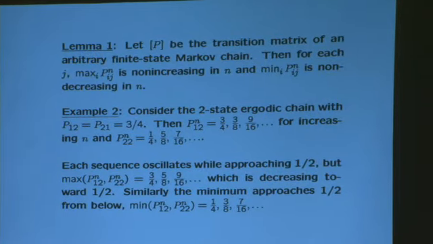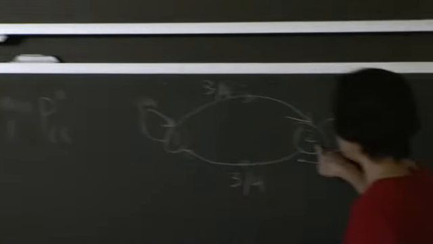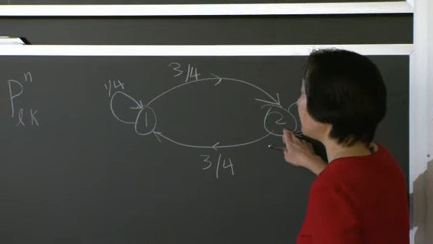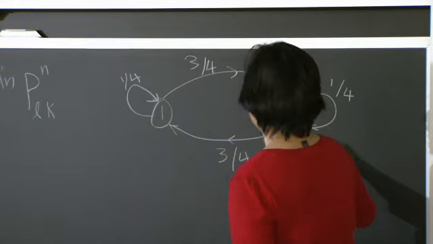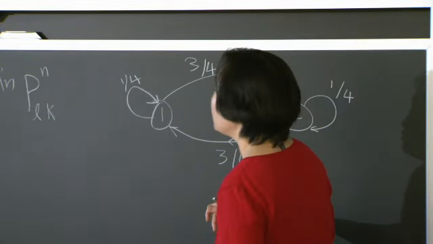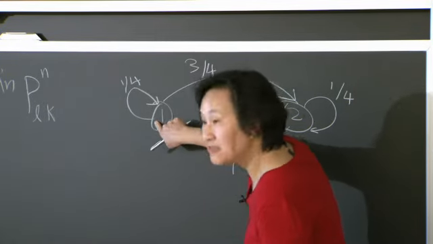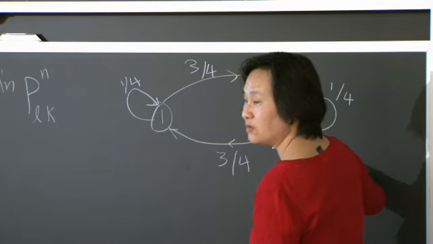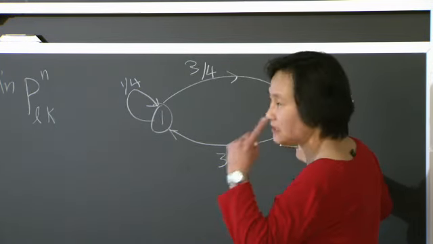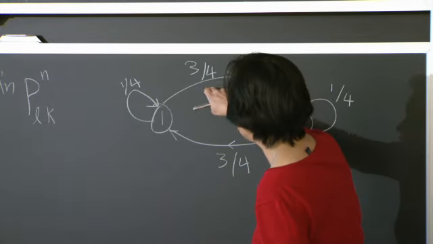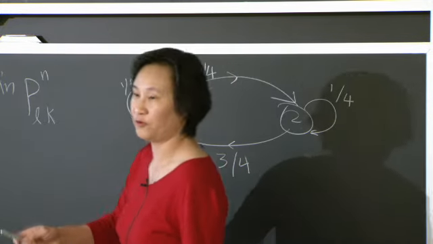So basically, we want to end up in state 2, and in exactly n steps. So when n is equal to 1, what is the maximum? The maximum is if you started in this state and then you went to state 2. The other alternative is you start in state 2 and you stay in state 2, because we want to end up in state 2 in exactly one step. So the maximum is going to be 3/4 and the minimum is going to be 1/4.